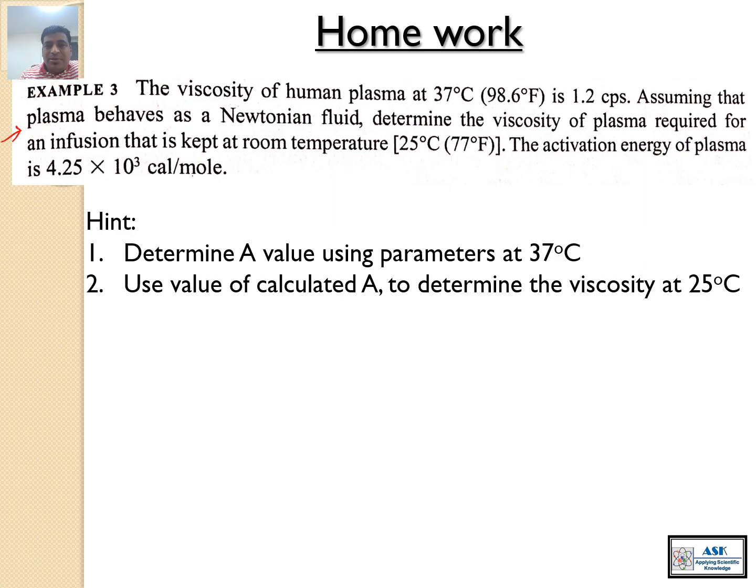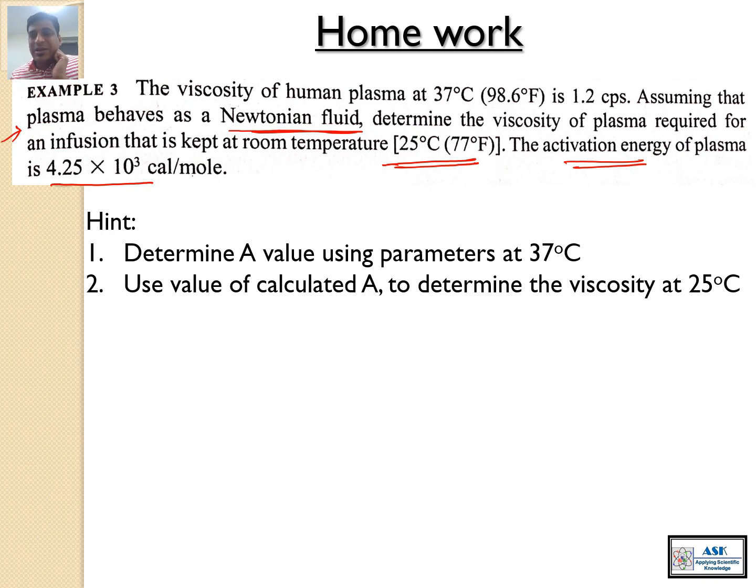And what is this problem? The viscosity of human plasma at 37 degrees Celsius is 1.2 CPS. Assuming that plasma behaves as a Newtonian fluid, that's important, determine the viscosity of plasma required for an infusion which is kept at 25 degrees Celsius. And we are given the activation energy of plasma, 4.25 times 10 raised to 3 calories per mole.